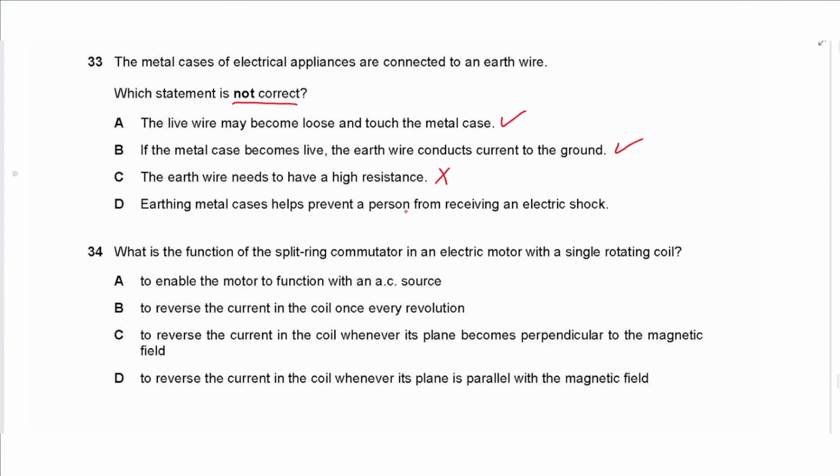Earthing metal cases helps prevent a person from receiving an electrical shock. Yes, because the current will flow through the earth wire instead of the person. So the answer here is C.